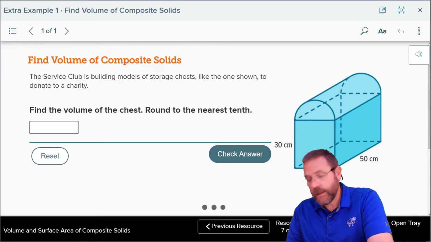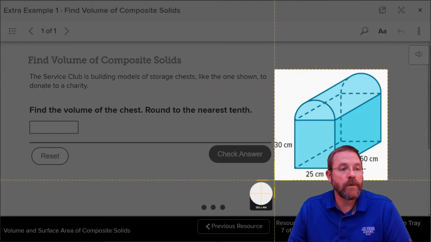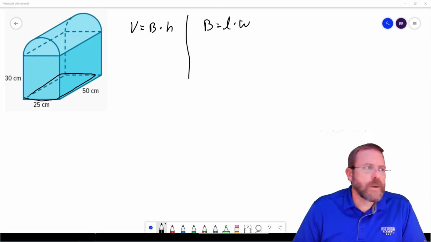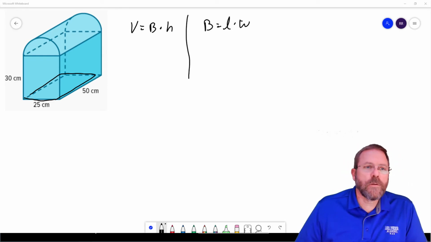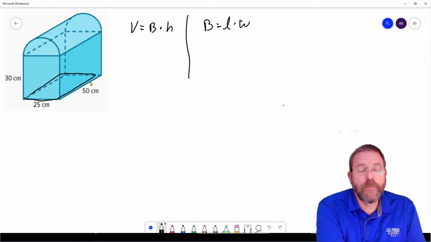So let us take a screenshot of this, and we are going to work it all out together, okay? First thing I'm going to work on is my rectangular prism, and the part of the rectangular prism I'm going to work on is what I have boxed in here, the base, to find the base area.